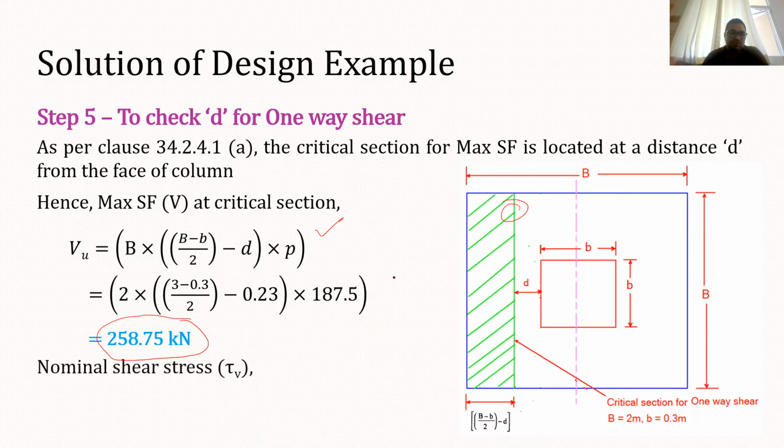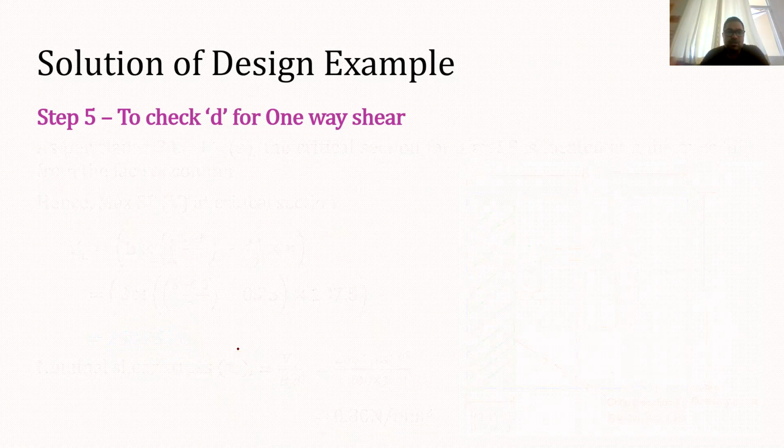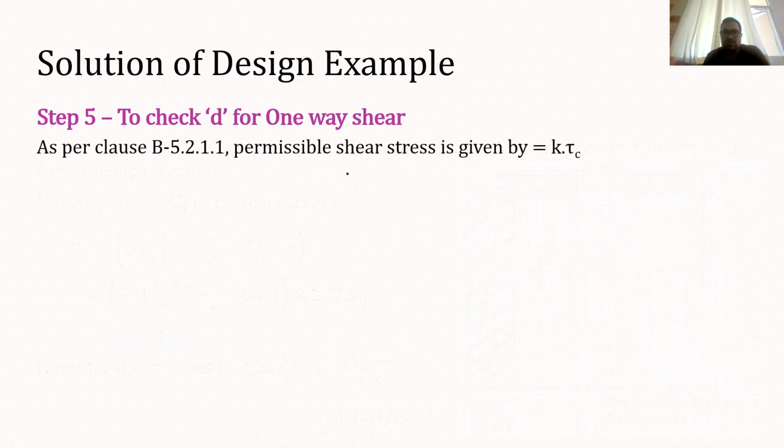Now that we have VU, we can easily calculate the nominal shear stress, which is VU upon BD. Here B is the capital B, showing the width of footing, and D is the depth we calculated in the previous step as per bending moment consideration. Putting all the values, we get tau V as 0.80 Newton per mm square. Now we have to find the permissible shear stress of the concrete, which is K into tau C. So here we have to find the K value and the tau C value.